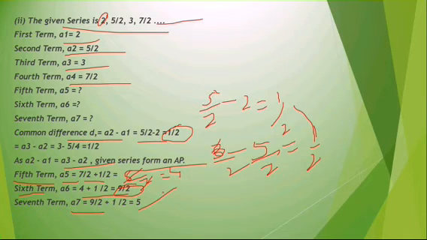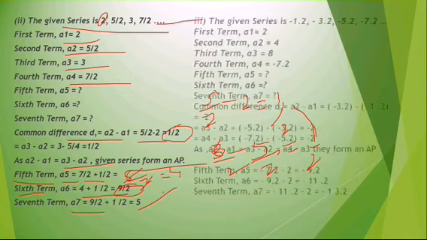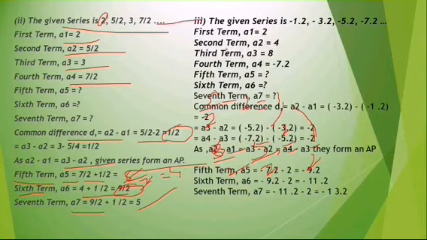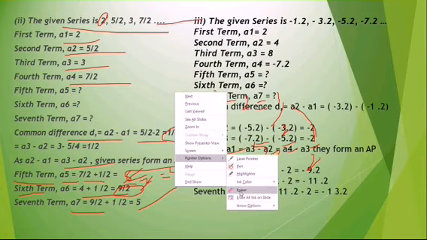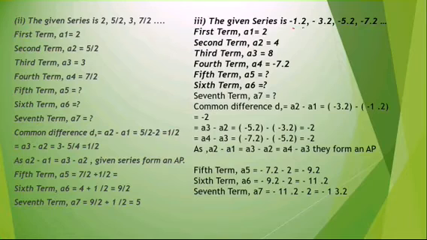Now next question. Here they have given the series minus 1.2, minus 3.2 and minus 5.2 and minus 7.2 and so on. So let's consider the first term as minus 1.2.